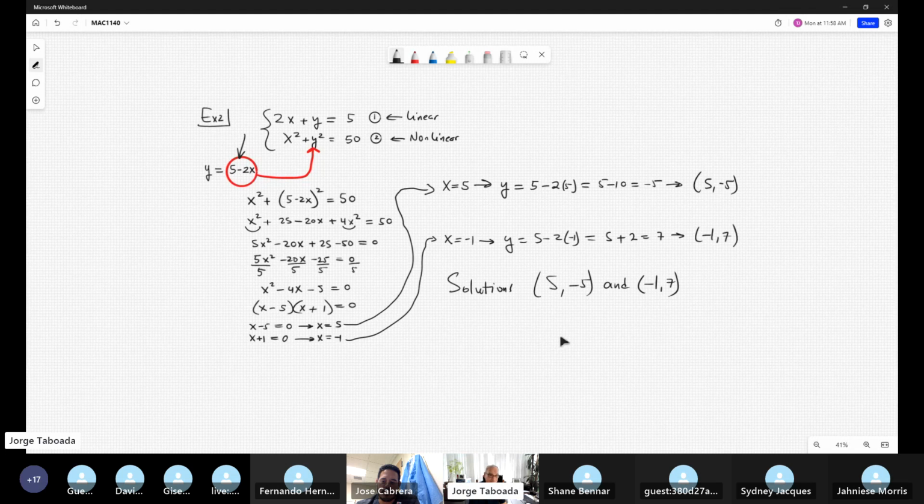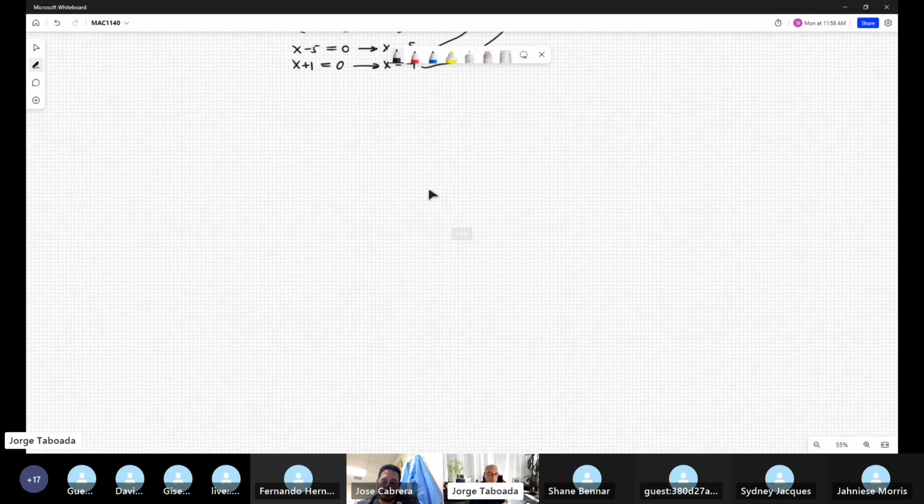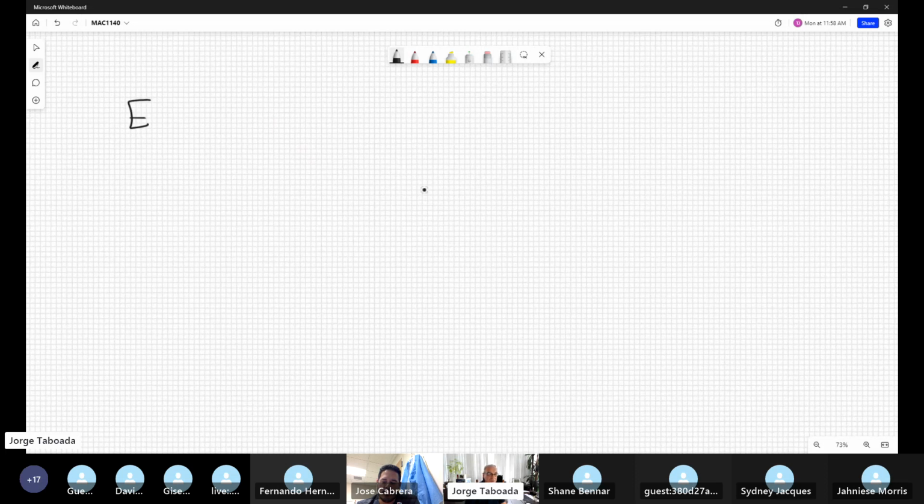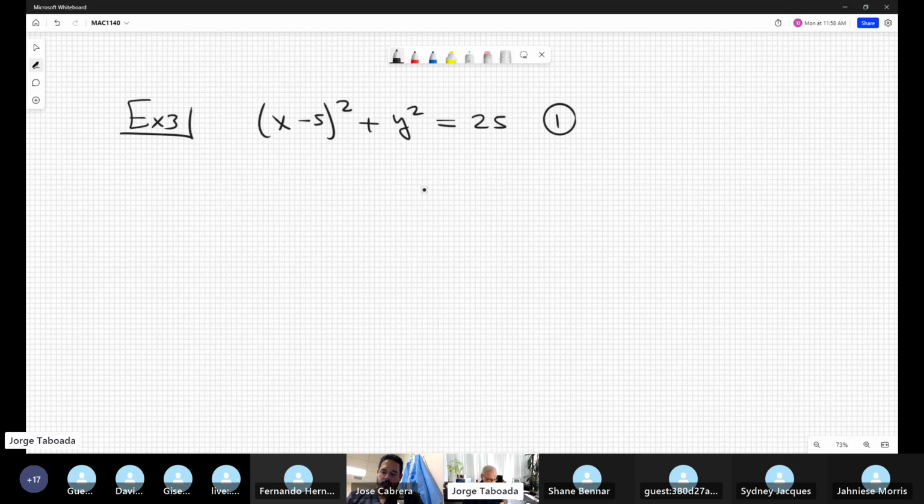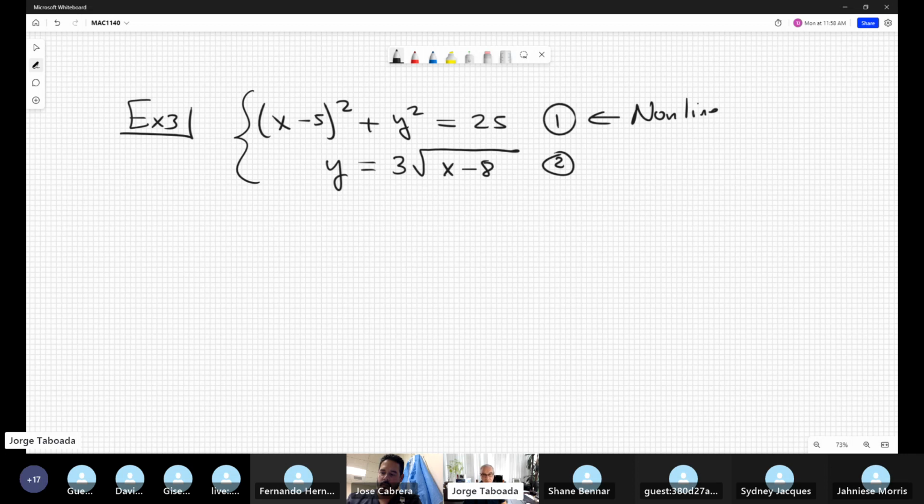But I want to change the flavor now. Look, example 3 is different. Suppose this equation: x minus 5 squared plus y squared equals 25. Equation 1. And y alone is equal to 3 times square root of x minus 8. That's equation 2. Wow, what the hell is that? It's obvious that this equation is nonlinear. And it's obvious that this equation is also nonlinear because somehow it involves a square root, and the square root is nonlinear.